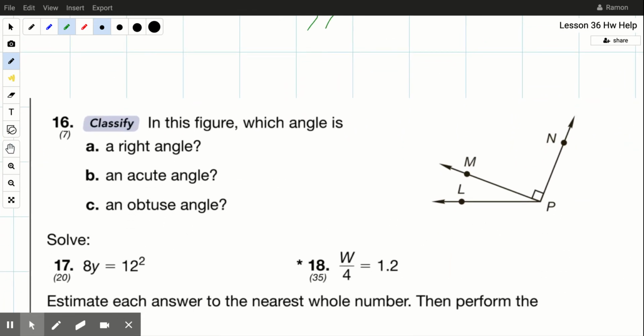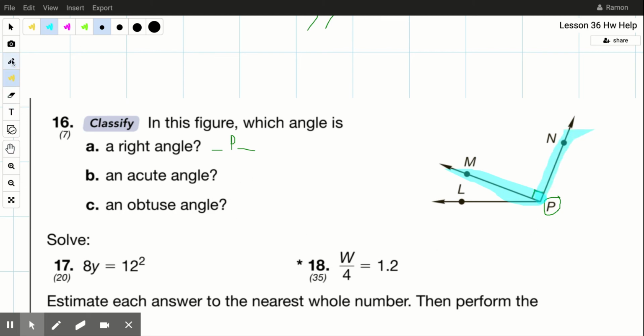For number 16, in this figure, which angle is a right angle? So a right angle is 90 degrees. And then when we name it, just make sure that the vertex where the angle is located is in the middle. And then the two other points can be in any order, as long as they are the 2 points that extend out to form the right angle. If they're not the ones that form the right angle, then they should not be included.